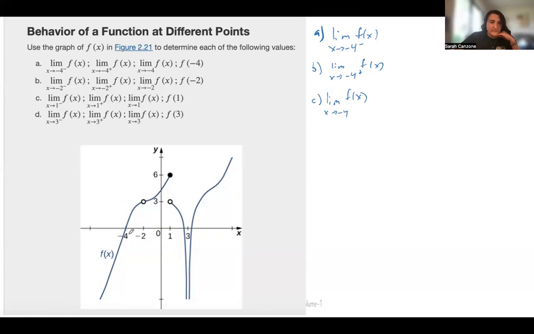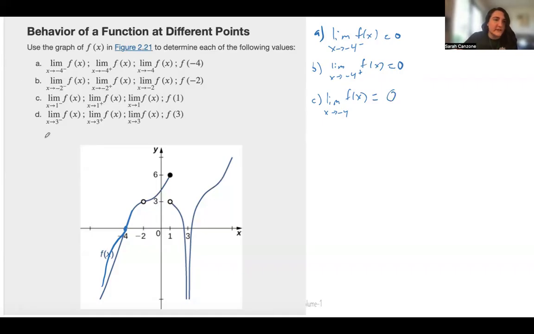So here's -4. From the left means you put your pencil to the left and you go up and it hits right here. That is at 0. From the right means you put your pencil somewhere to the right of that value and you draw until you hit that value. It hits right there. That's 0. Because the left-hand limit and the right-hand limit are the same thing, they are both 0. That means the limit at that point is 0. All right, not too bad.